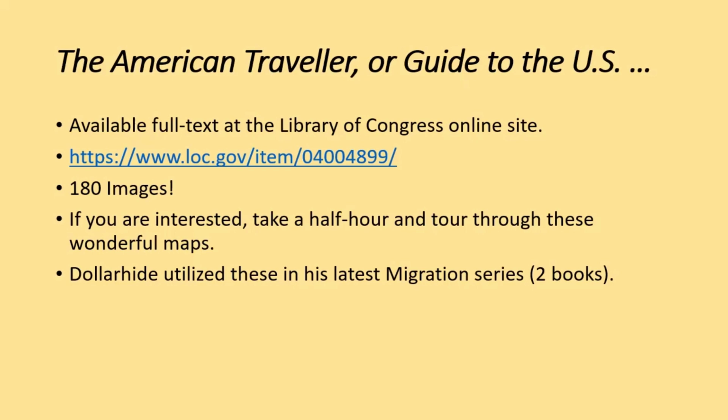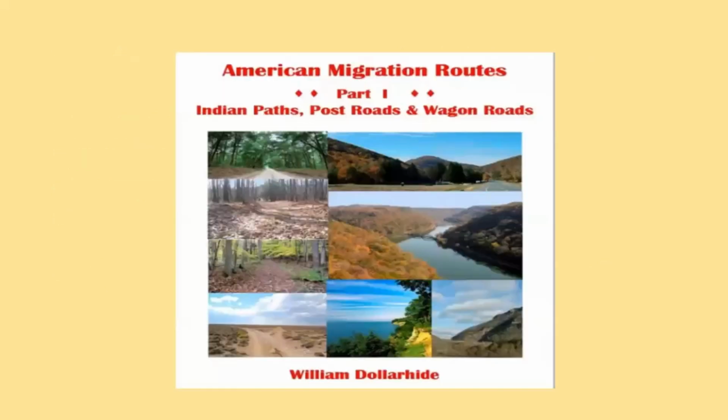This is what Dollarhide used in these latest 2 books that he's got. The first one I'm showing you here is titled American Migration Routes, Part 1, the Indian Paths, the Post Roads, the Wagon Roads. At the end, he also does a total tour, if you will, of the Trail of Tears when so many Cherokees were taken to the Oklahoma area. So that's part 1.